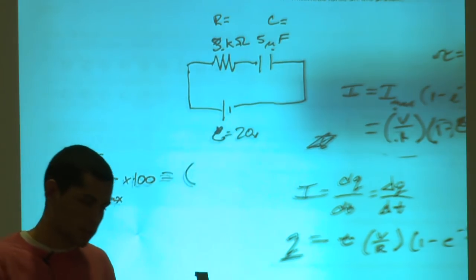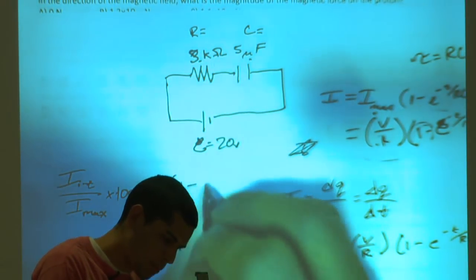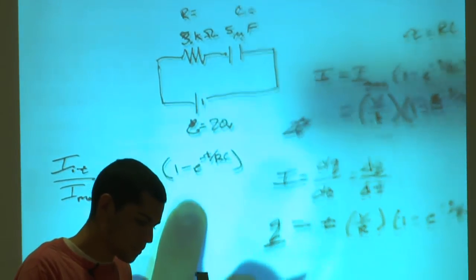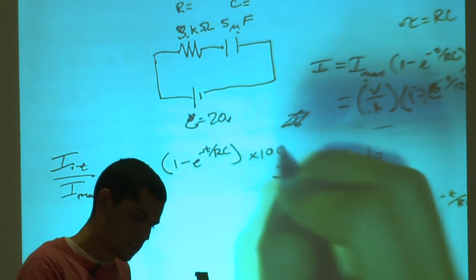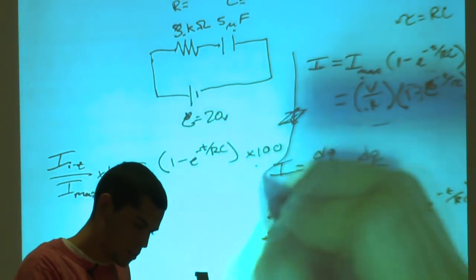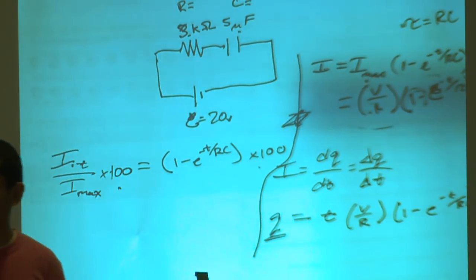We multiply it by 100, and then essentially we'll just have 1 minus e to the negative t over RC. But this will be times 100. If I do something to one side, I have to do it to the other side. Cool, so that's why you read the answer choices first, so you don't have to do extra work.